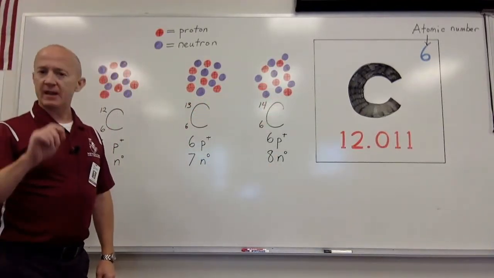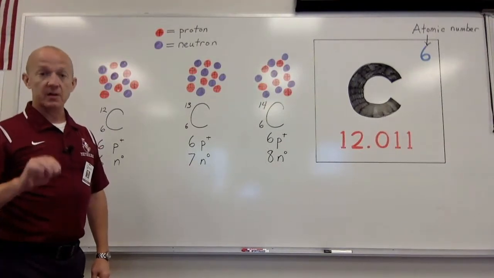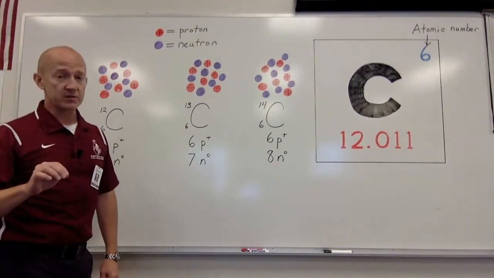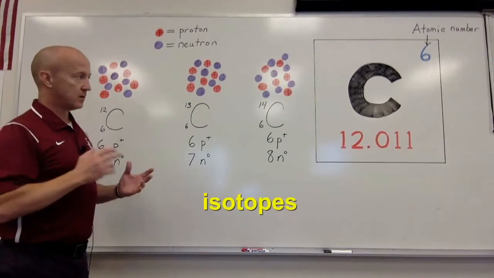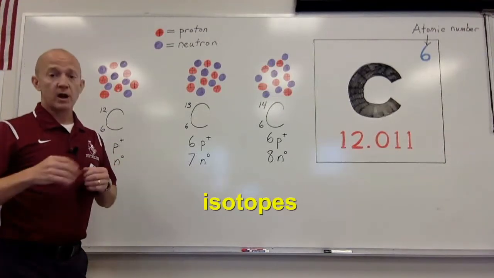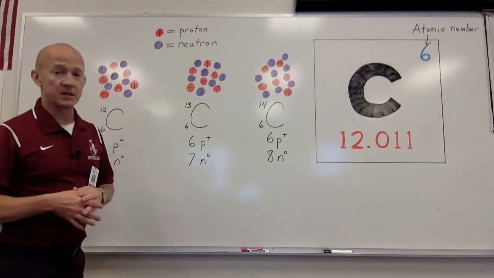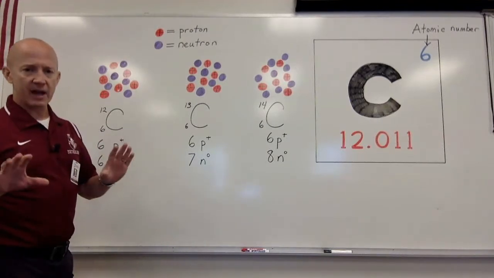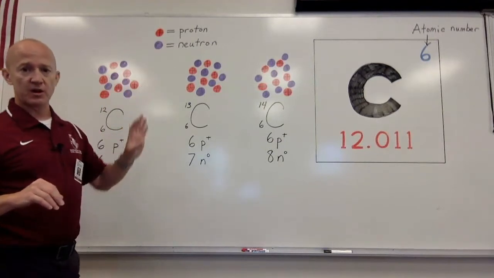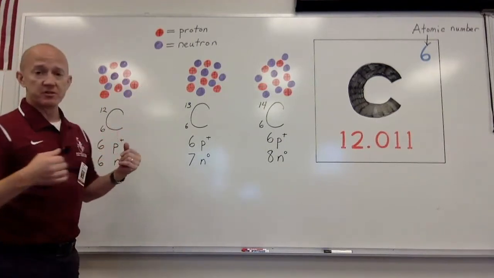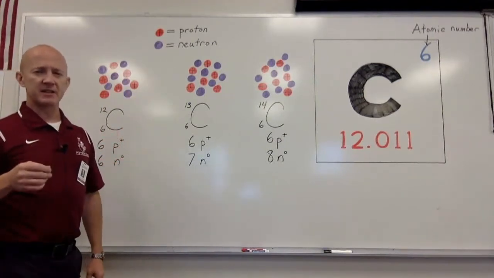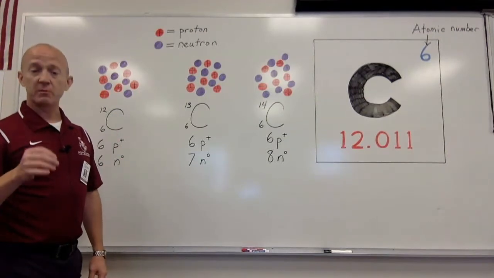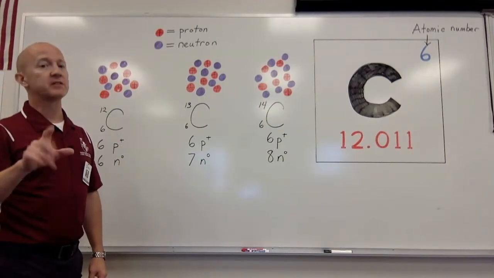Whenever we have atoms that have the same number of protons, but different numbers of neutrons, we call those isotopes. Isotopes that have more neutrons in them are going to have a greater mass. Now, in spite of that, even though they have different numbers of neutrons, chemically their behavior is still the same. What we find is that it's the electrons that determine the chemical behavior of an atom. But we'll get to that later.